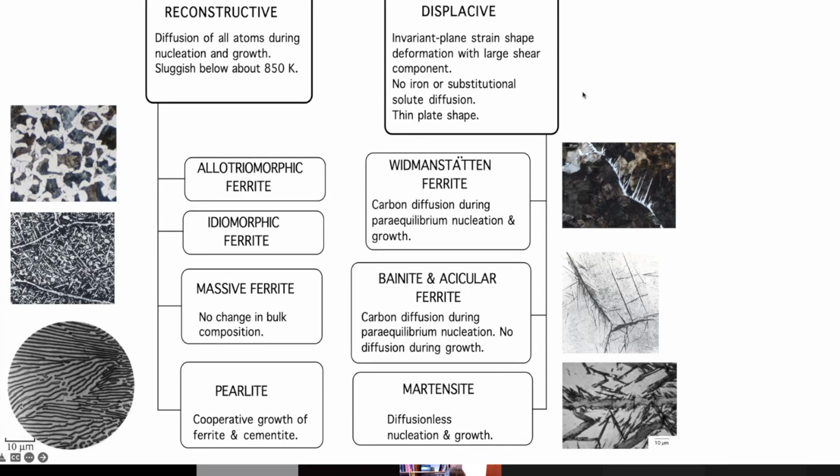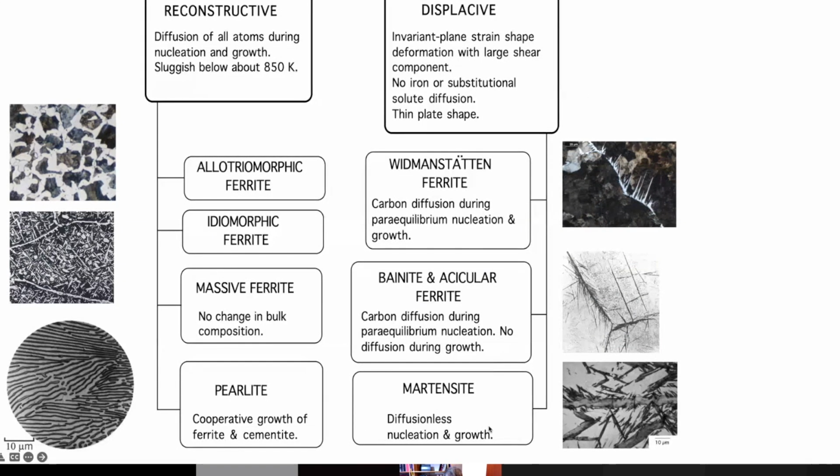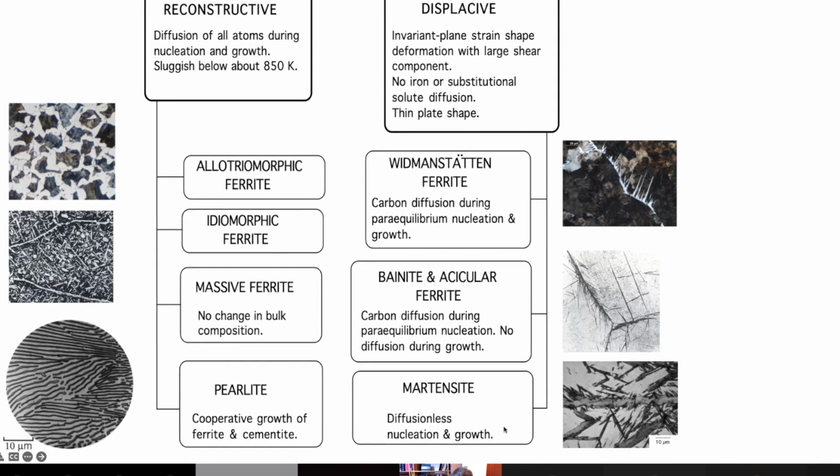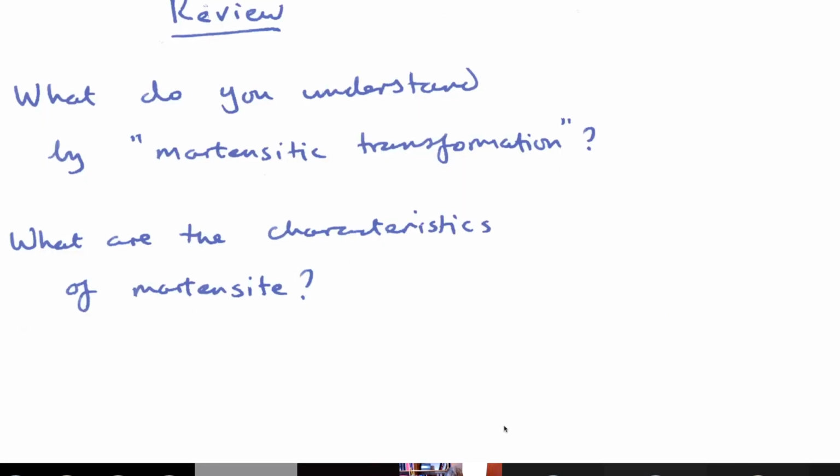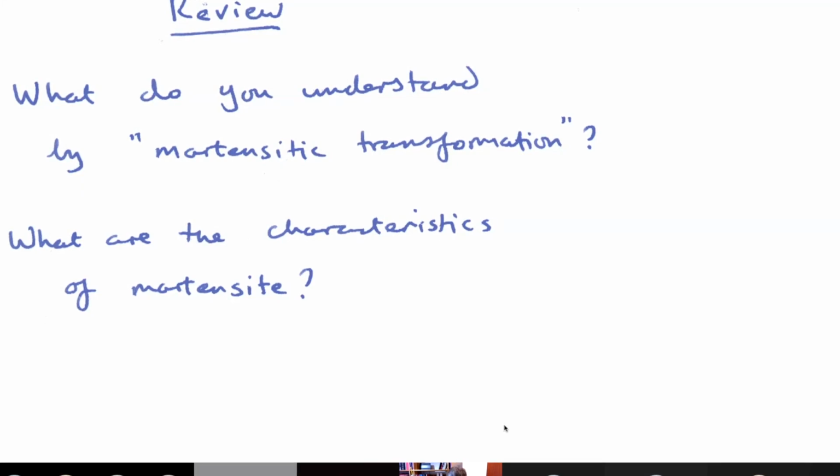Okay, so let us now return to martensitic transformation because it is very simple. Everything is diffusionless, both nucleation and growth. So at this point, I normally start off by reviewing what people know about martensitic transformation. So what do you understand by martensitic transformation? And what are the characteristics of martensite?